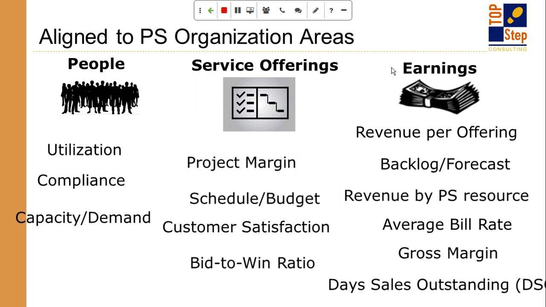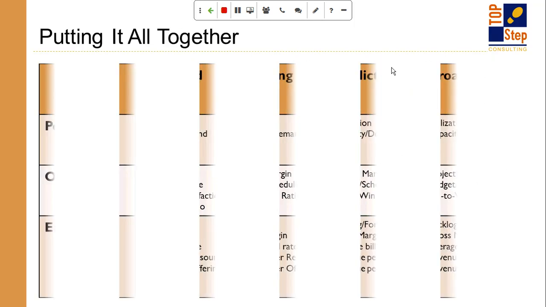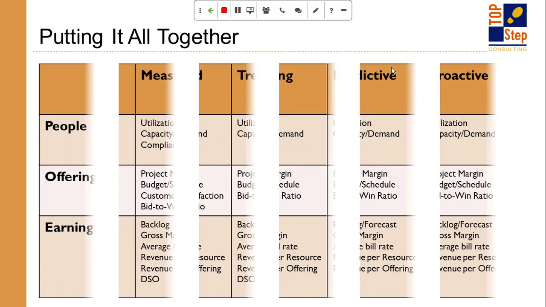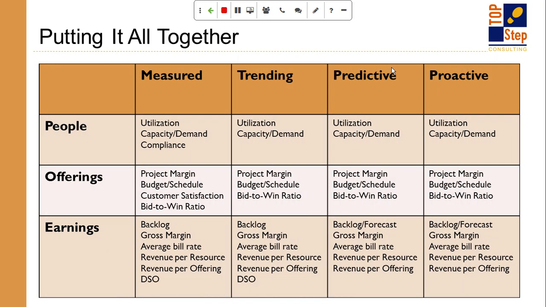And once you start identifying those areas and those items, you can put it all together into a series of: what kind of metric is this? Is this an actual metric where I'm doing measured actuals? Am I doing a trending metric so that I can actually see what is happening over time, which leads into being predictive on where I'm going from a forecast perspective, and then being very proactive and taking all that information and feeding it back in.